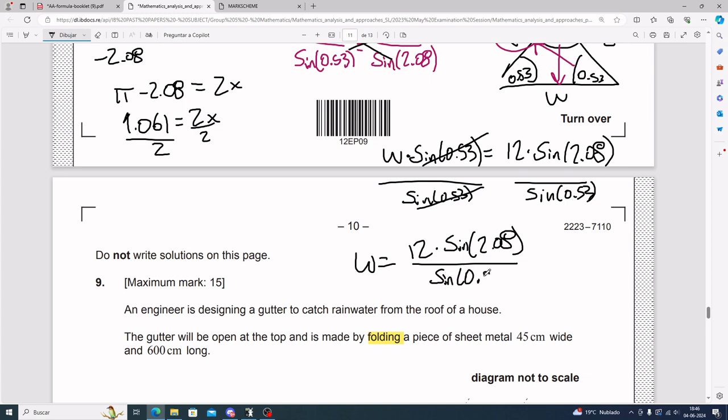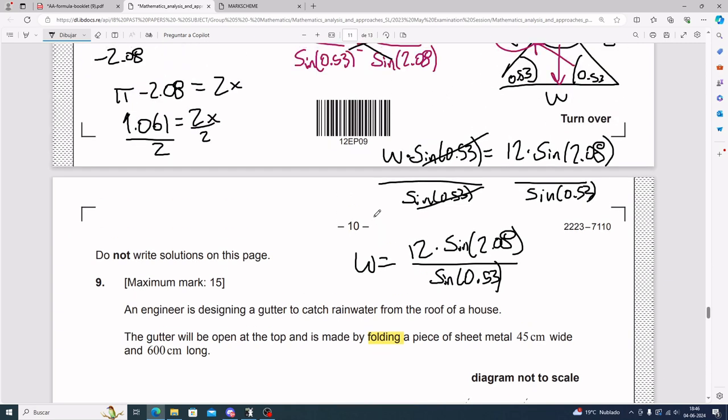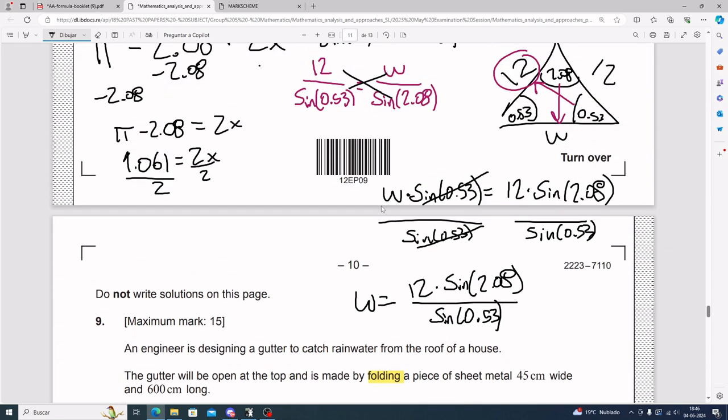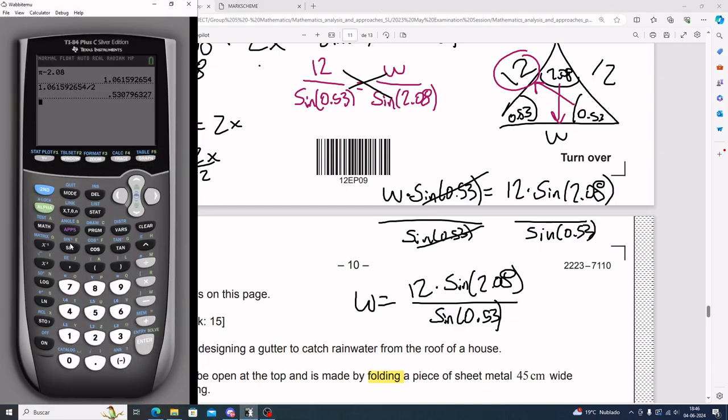Before I plug this into the calculator, I'll say right away that you do not use sine inverse here, because you only use sine inverse if you're trying to get what's inside the parentheses. Here, I'm not trying to get what's inside. Sine of 0.53 is an actual number, so this is the same as dividing by 0.50555 and so on. You only use sine inverse if you're trying to get what's inside.